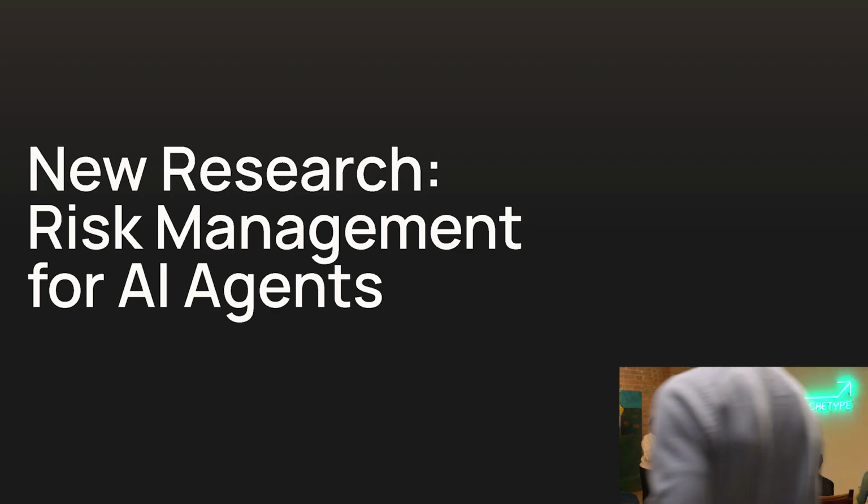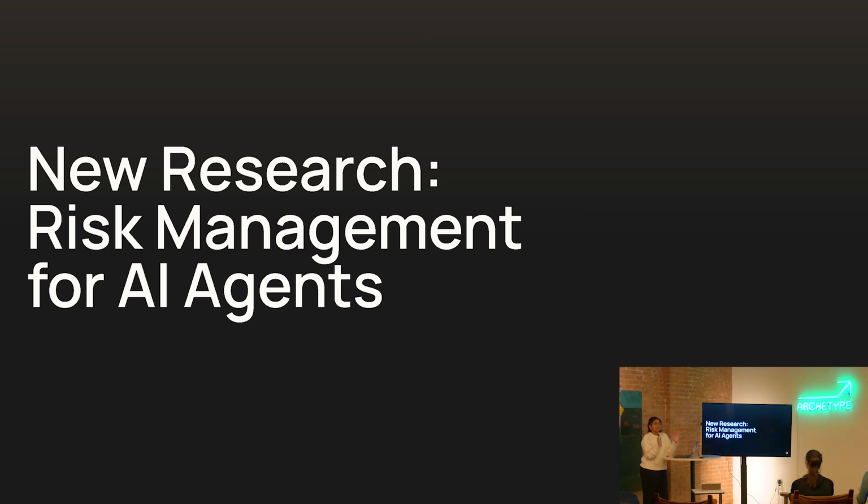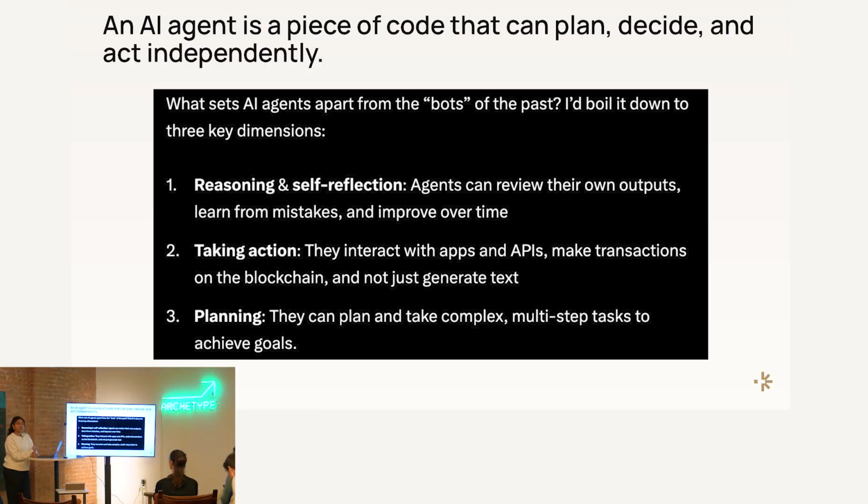So now for the clickbait. Research on risk management for AI agents. This is pretty interesting because I feel like AI agents pose a different problem when it comes to security than something like bots could do previously. And this is something I totally stole from Twitter, but I thought it was a good description.